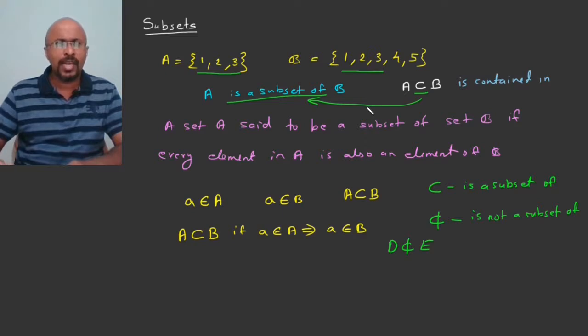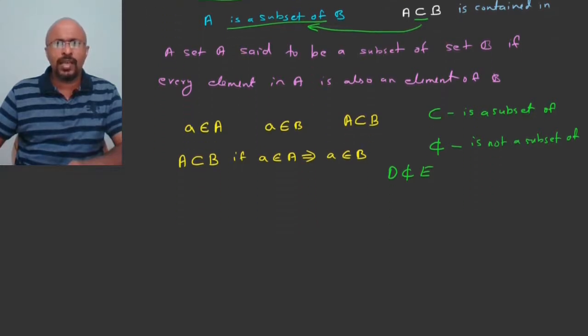So, what is a subset? A is said to be a subset of set B if every element in A is also an element of B. Let us look into some more things we need to understand in this case.